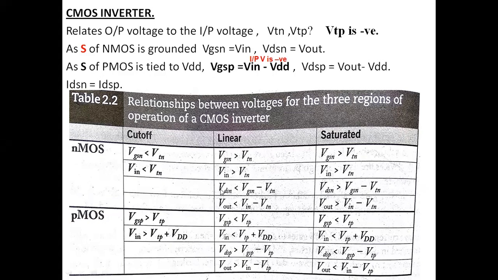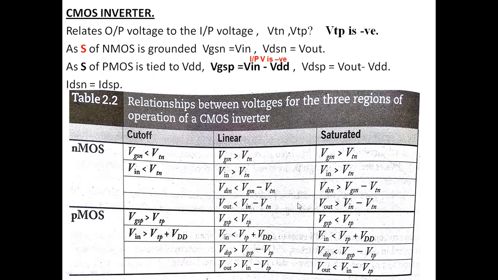Supposing this VDSN is less than the effective voltage, then my NMOS will be in the linear region. If VDSN is greater than the effective voltage, then my NMOS will be in the saturated region, right? Similarly, for this PMOS also, you can remember this equation for the linear region, and for the saturation region, where Vout is less than Vin minus VTP. Okay, so these equations are coming from this.